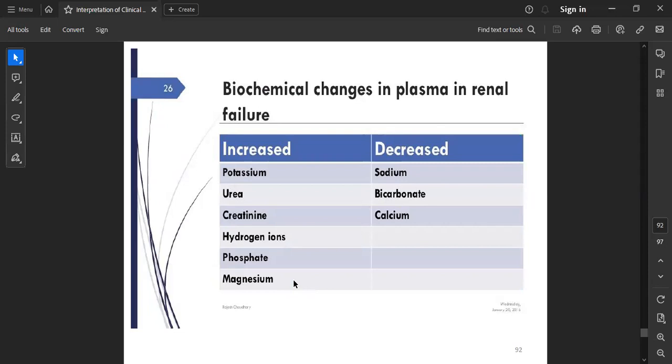In renal failure, the ions and indicators that are increased are potassium, urea, creatinine, hydrogen, phosphate, and magnesium. Okay, potassium, urea, creatinine, hydrogen, phosphate, and magnesium. And then the decreased ones are sodium, bicarbonate, and calcium. So they're the ones that are decreased in renal failure.